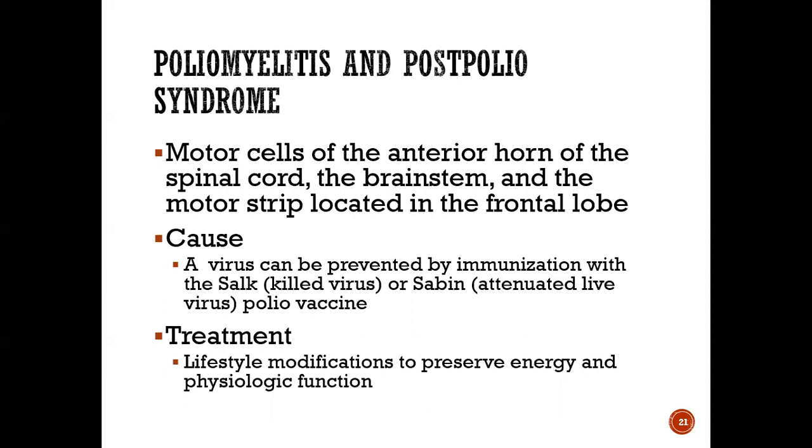We have two different types of immunization for polio. We have the Salk or killed virus, and we have the Sabin or the attenuated live virus polio vaccines. We need to modify the lifestyle of these patients to help them preserve energy and function.